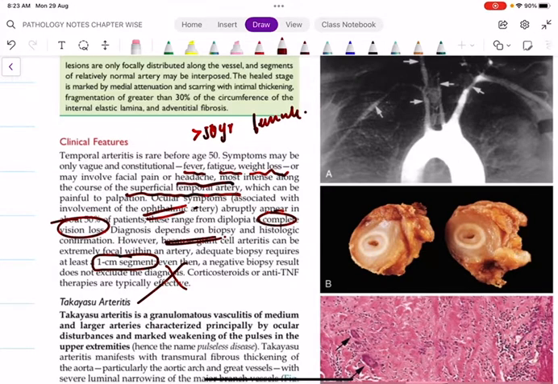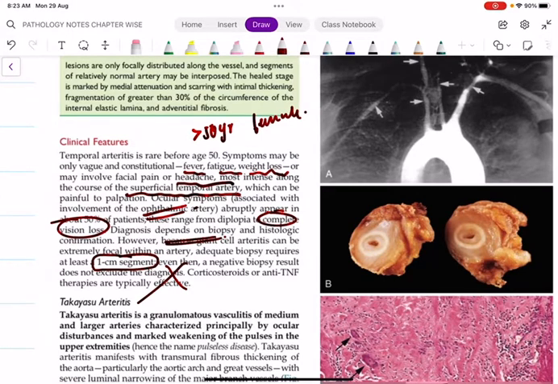That means biopsy may not always give the correct diagnosis. Why? In order to prove that in biopsy, at least 1 centimeter segment of the artery should be involved. So even though in biopsy we are not able to find it, the clinical features have to be taken into consideration and we have to make the correct diagnosis. I hope you are clear with this.